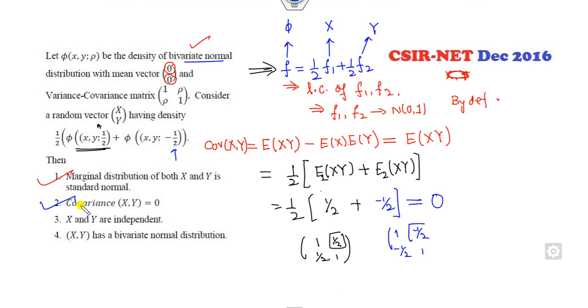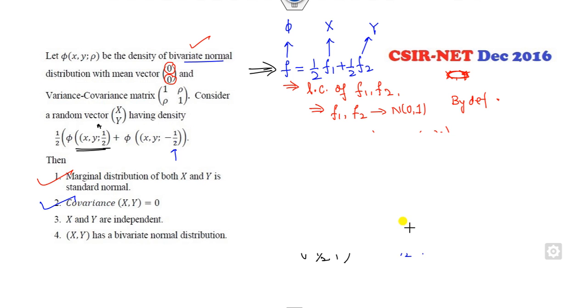Now look at the third and the fourth options. If f1 and f2 are marginal normal distributions, it means this is 1 over root 2 pi e to the power minus x square by 2. The marginal distribution of y is here.